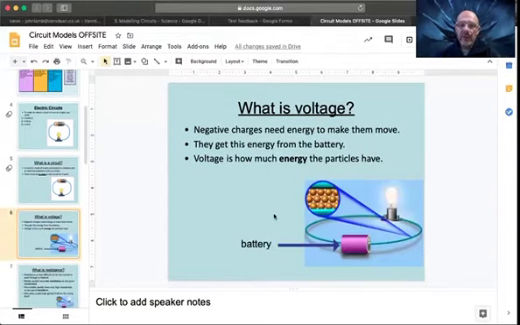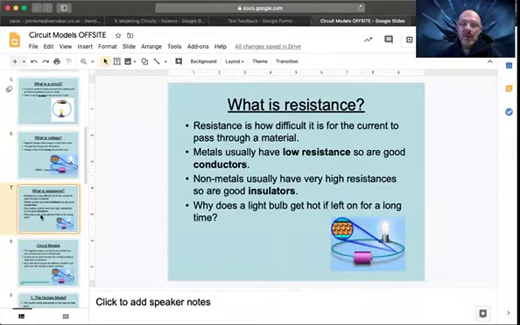Have a little look at voltage. So the negative charges, the electrons, remember, need energy to make them move. This energy is given to them by the battery or the cell. It gives them a push. The resistance is how difficult it is for them to get through. So metals have a very low resistance because, remember, some of you will have looked at the fact that they have delocalised electrons that can move.